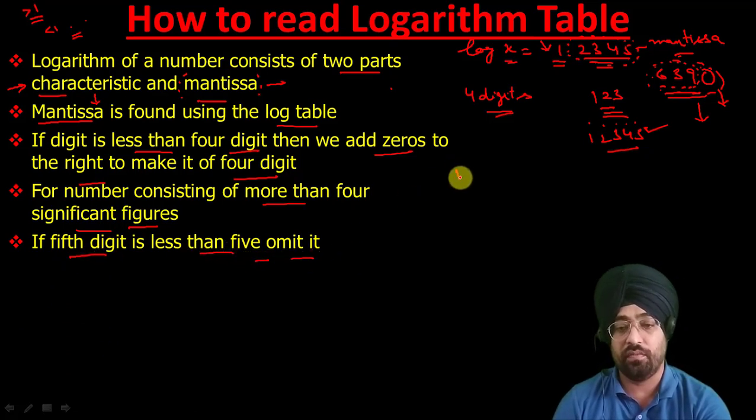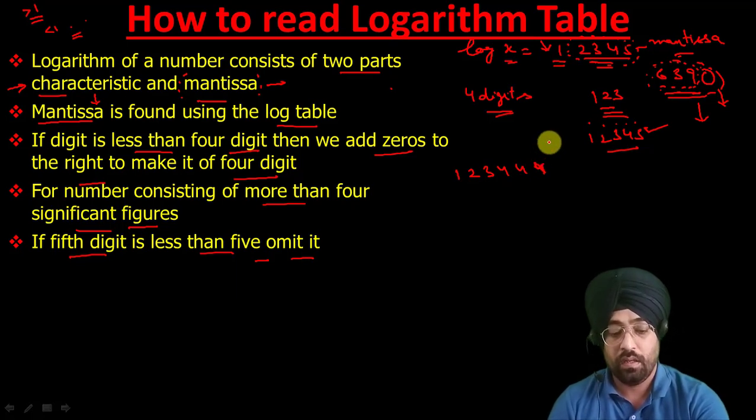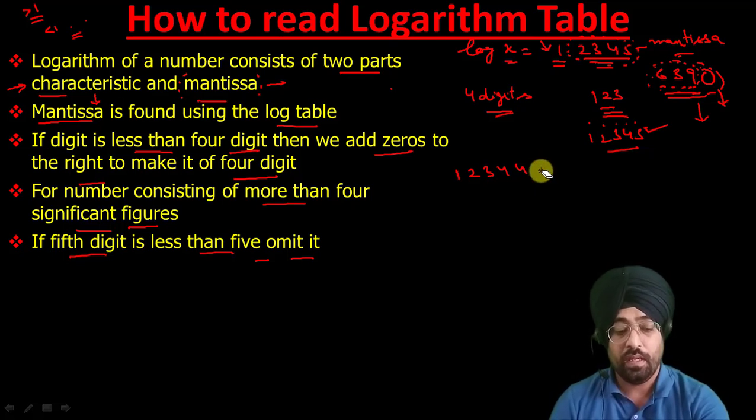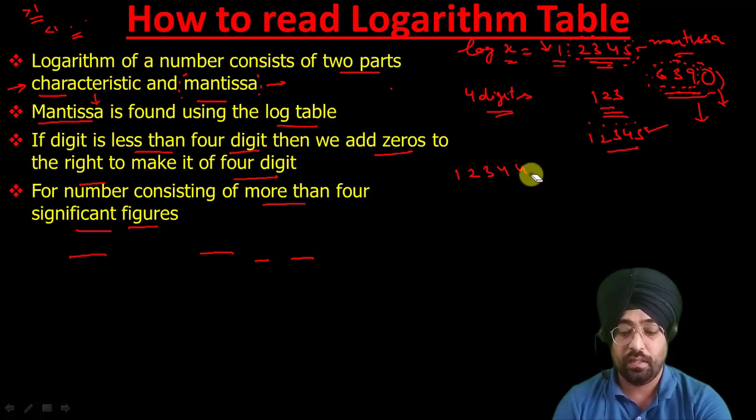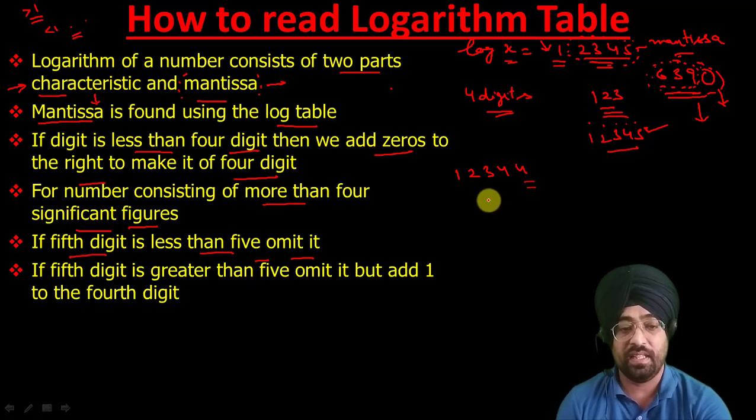Now suppose the number is 1 2 3 4 4. You can see this fifth digit is less than 5. The rule says that if the fifth digit is less than 5, then omit it. So we will simply omit it, and when we have to find the mantissa using the table, we will only consider the first 4 digits, 1 2 3 4.